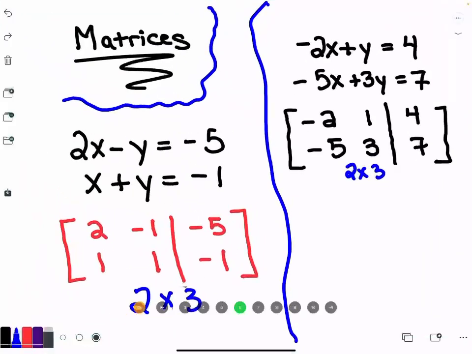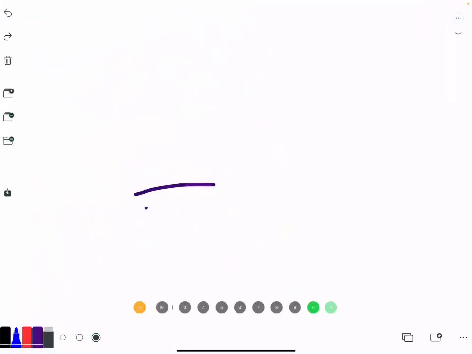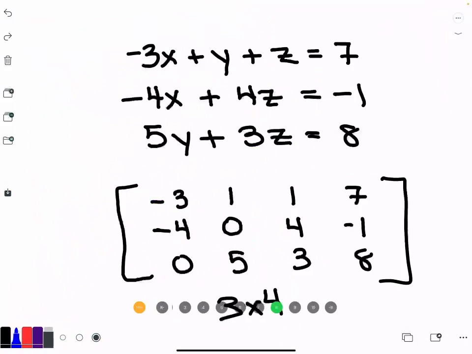We only did this with 2x3, but understand that you can also do this with a larger matrix. Like this 3x4, you could put this 3x4 matrix into your calculator. You can do RREF of this matrix, and it will tell you what the solution would be, and the solution will be all the way on the right-hand side. So there you go.